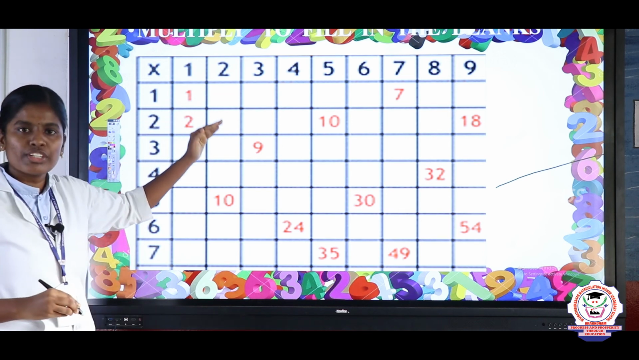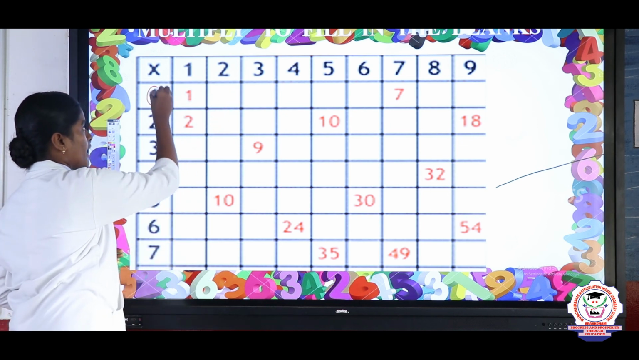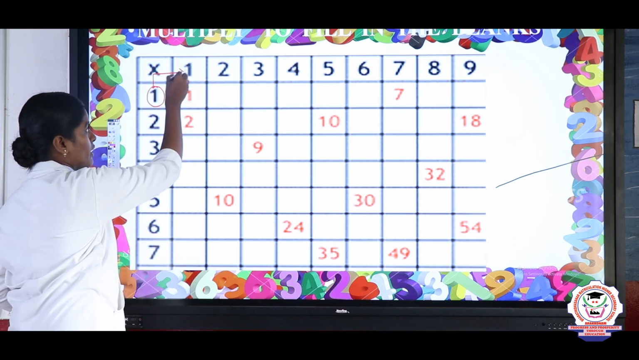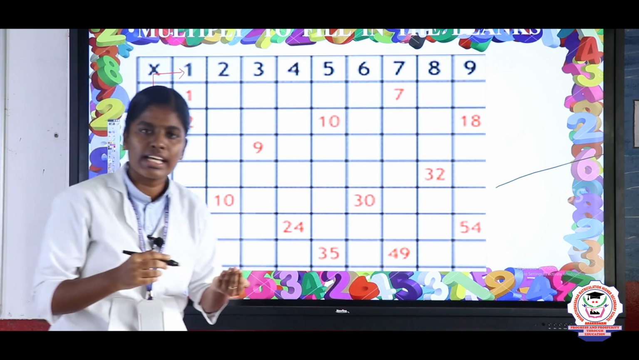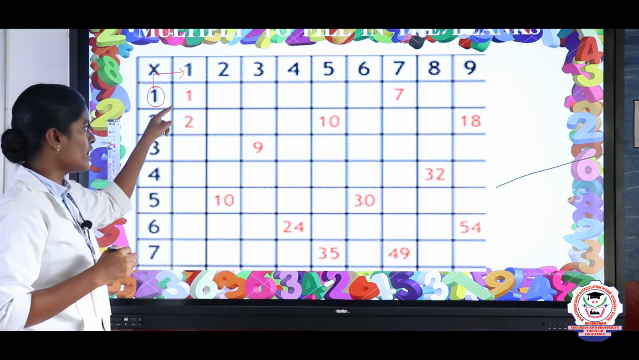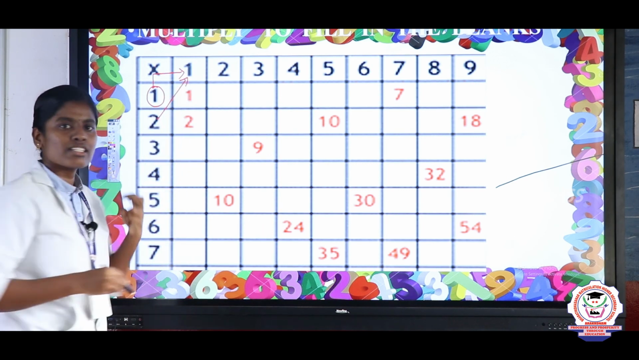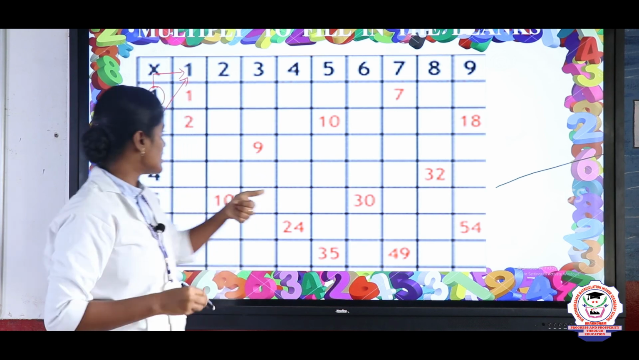So first you should take 1 and multiply by 1. So 1 ones are, what is the answer? That is 1 times of 1. So the answer is 1. Next you will take 2 ones are. What is the answer? 2 ones are 2.